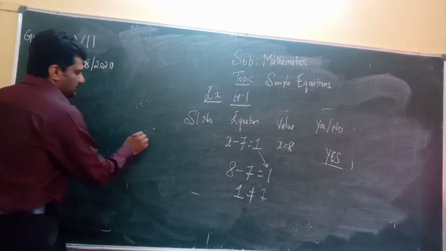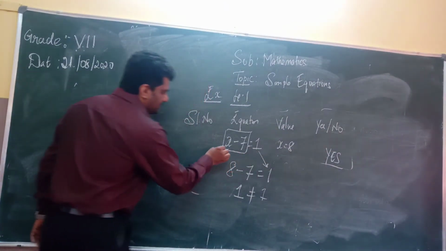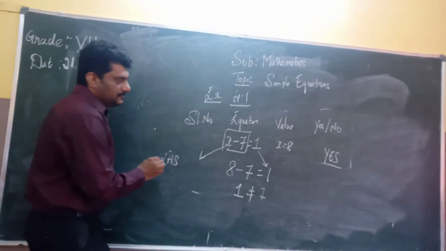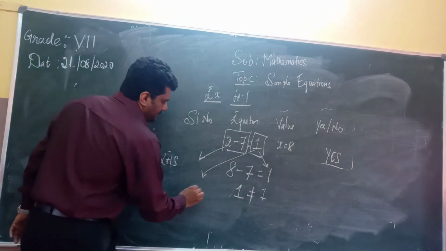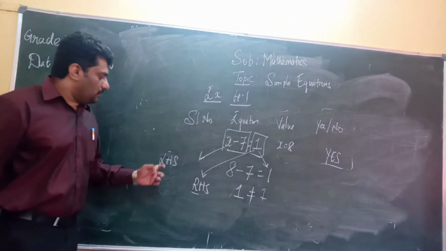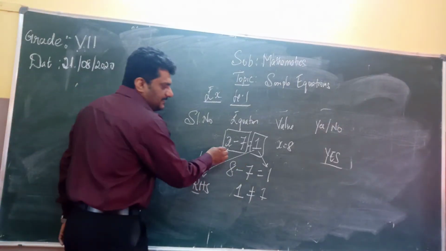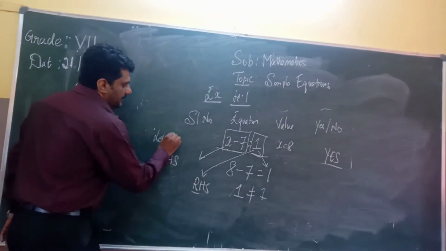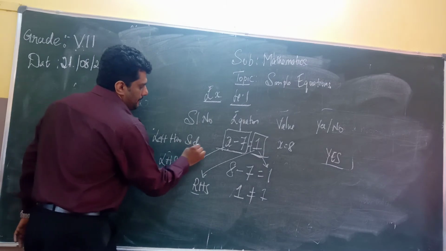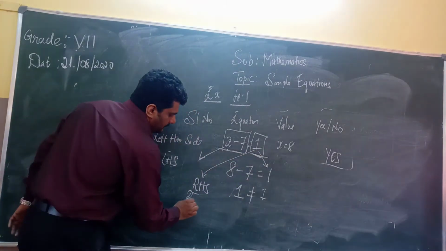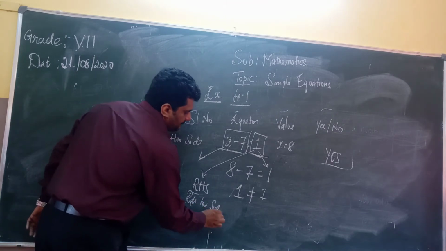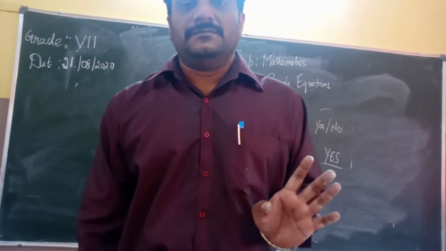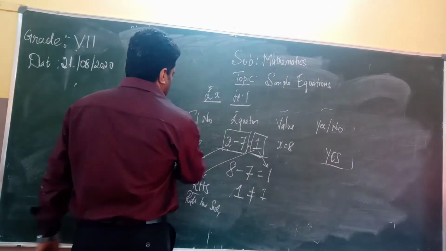Now whenever you have an equation, this part is called LHS, and this part is called RHS. What is LHS? It is left hand side. This is on the left, and this is on the right. That is why it is called left hand side. And this one is right hand side. Now usually in most simple equations, the right hand side will always be a number, either a number or a zero.